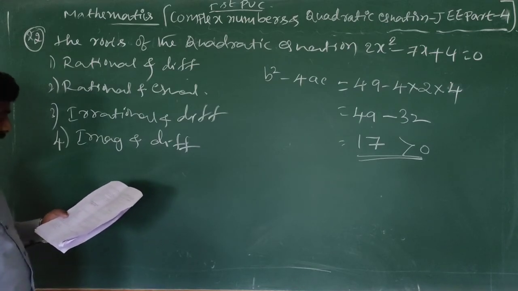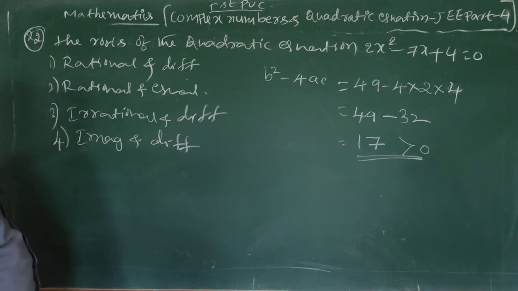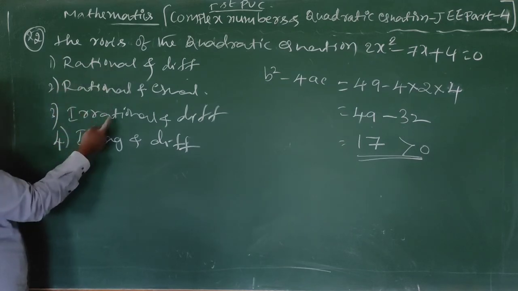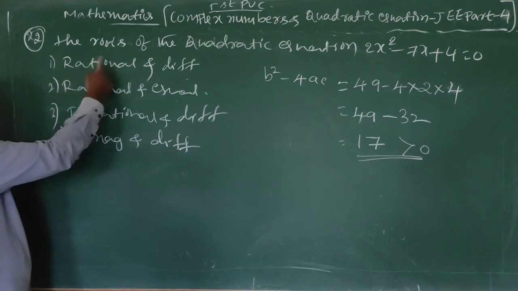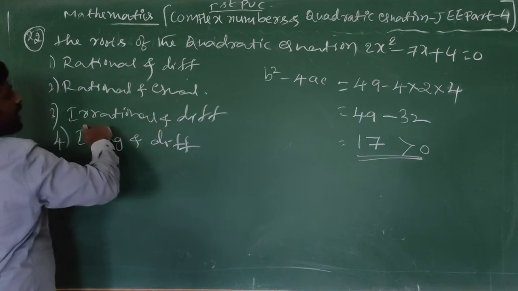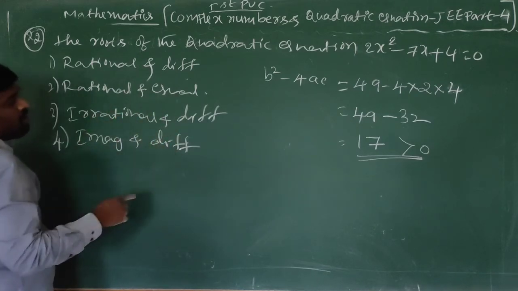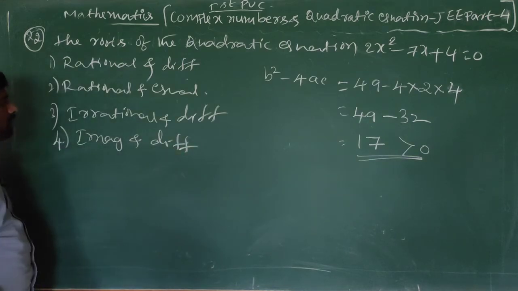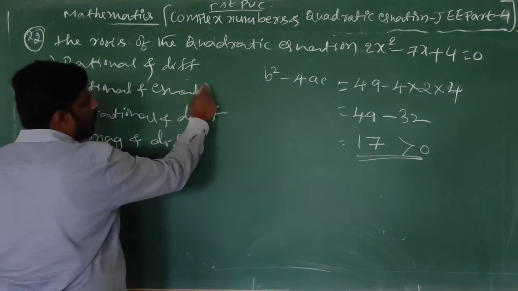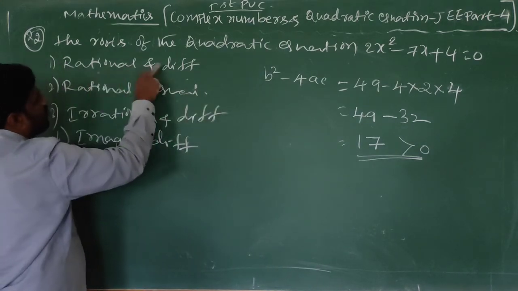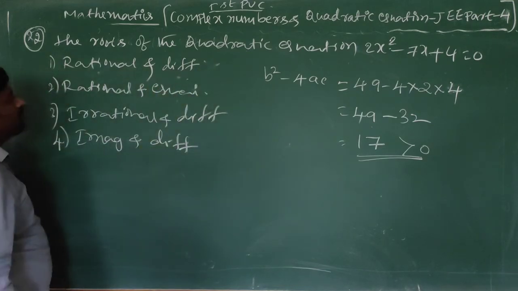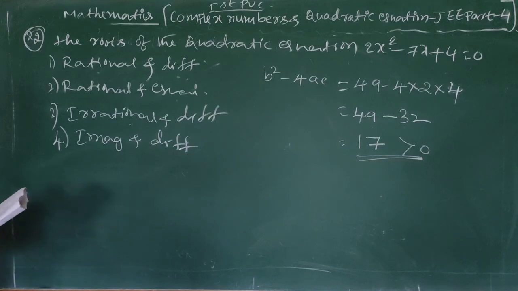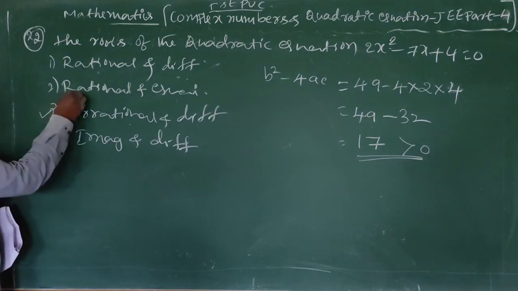The roots are real and different, but here there is no option for real, only rational and irrational. So rational and different, rational and equal, irrational and different, imaginary and different. The roots are not imaginary, so that option is wrong. Rational and equal, no, this is also not correct. Rational and different, this is also not correct. So that is irrational and different. 17 greater than 0, that is irrational and different.